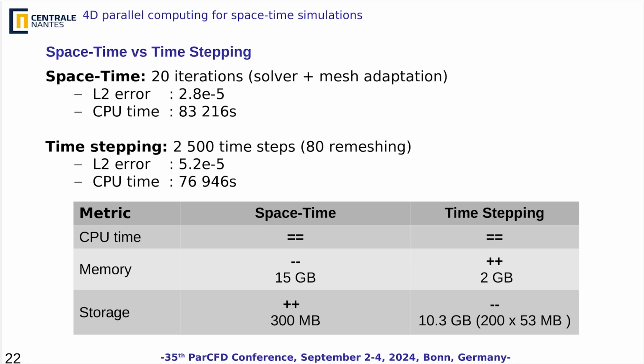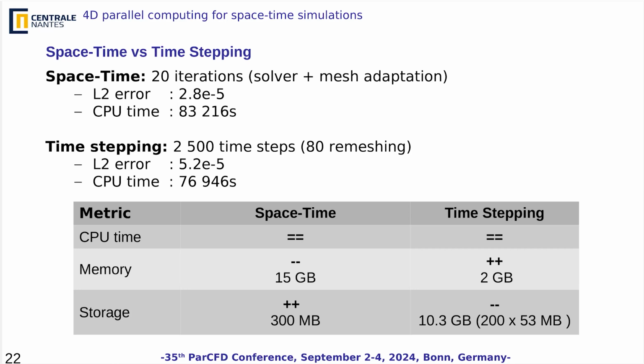2,500 time steps with 80 remeshing steps, here 3D remeshing steps. And you can see that the CPU time is almost the same. So the advantage and disadvantage, I would say in time, is almost the same. Maybe there are some differences. In terms of memory, of course, space-time uses much more memory than classical time stepping. Here it's 4D, here it's only 3D in memory. But we have enough memory on supercomputers nowadays to do that.